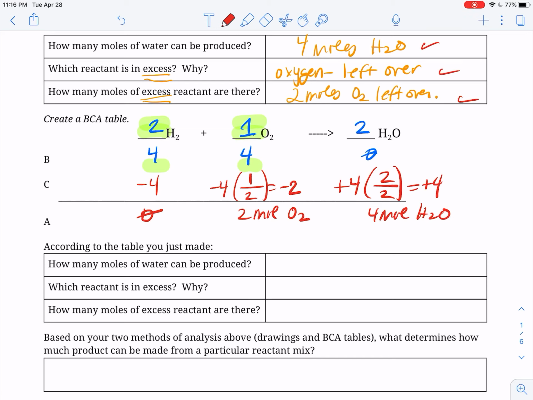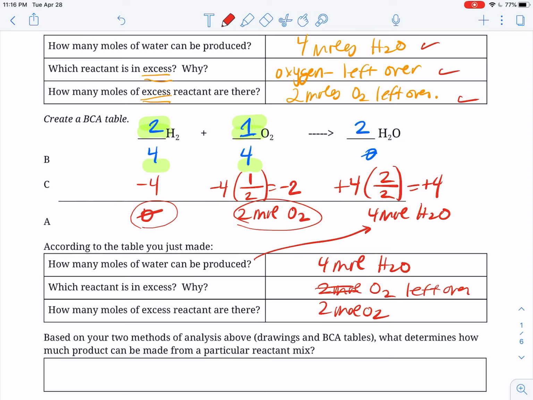Okay, which reactant is in excess? I can see that's a 0, which means it was used up. So these 2 moles of oxygen is what is left over. Okay, I'll write 2 down here, and this one I'll just say oxygen because it's left over. All right, so based on your 2 methods of analysis above, drawings and the BCA table, what determines how much product can be made from a particular reactant mix? The amount of product is determined by the amount of the limiting reactant.